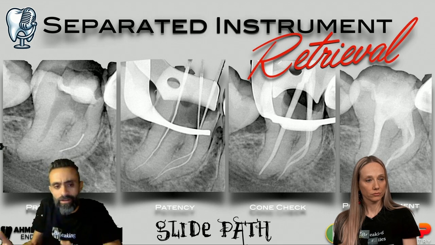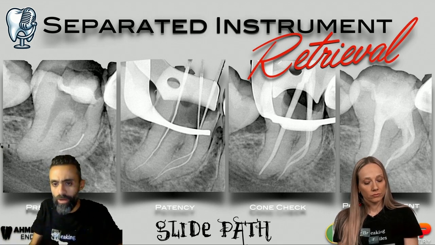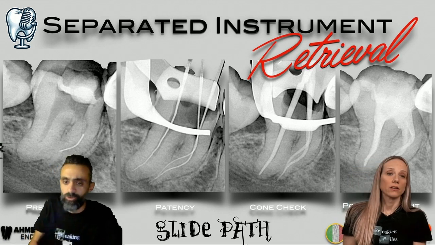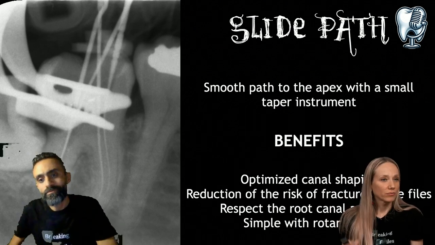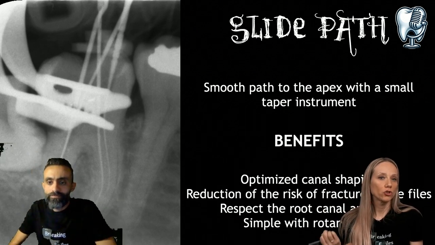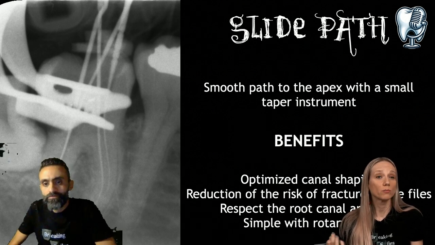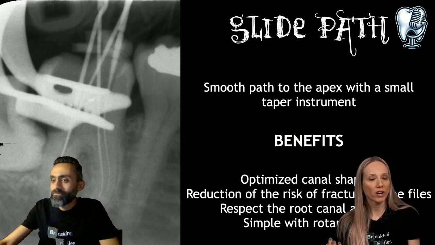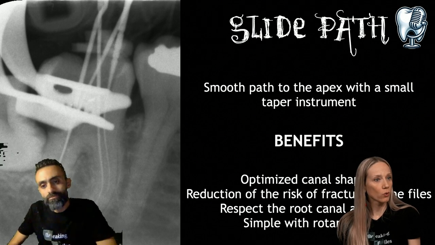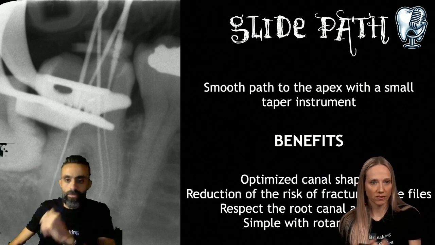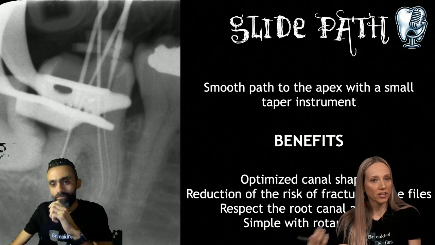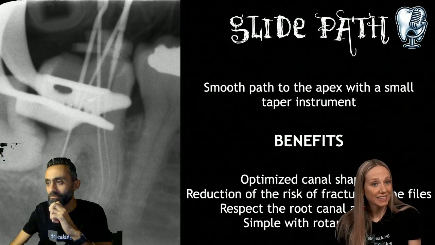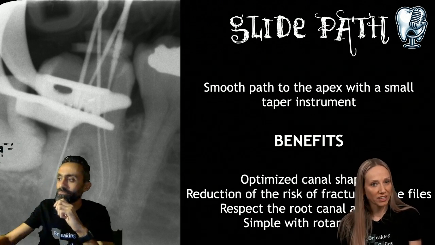So since we're here, I would like to know your approach about creating a glide path in your cases. Mechanical, manual, okay. What's the approach? Well, as you said, it has to be a smooth path. And you achieve this kind of smooth path with a small taper instrument. That is going to give us so many benefits because we are going to respect the root canal anatomy, we reduce the incidence of file separation, but also of transportation or straightening too much of the curvatures or removing too much dentine, because our files are going to stick to that path.